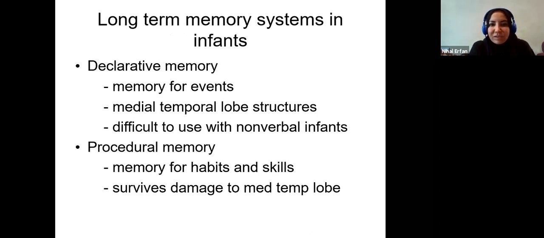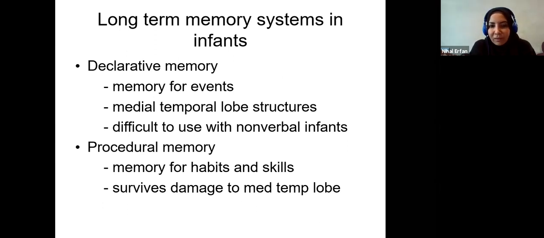So long-term memory systems in infants. So you have two types. You have a declarative memory and you have a procedural memory. So a declarative memory is a memory of events. So things that have happened to you in your life. Medial temporal lobe structures are essential to be intact, okay, for these events to be encoded. But it's hard again to retrieve in nonverbal infants, okay? And so this is a memory of things that happened to you in your life. Language is necessary, as well as an intact medial temporal lobe.